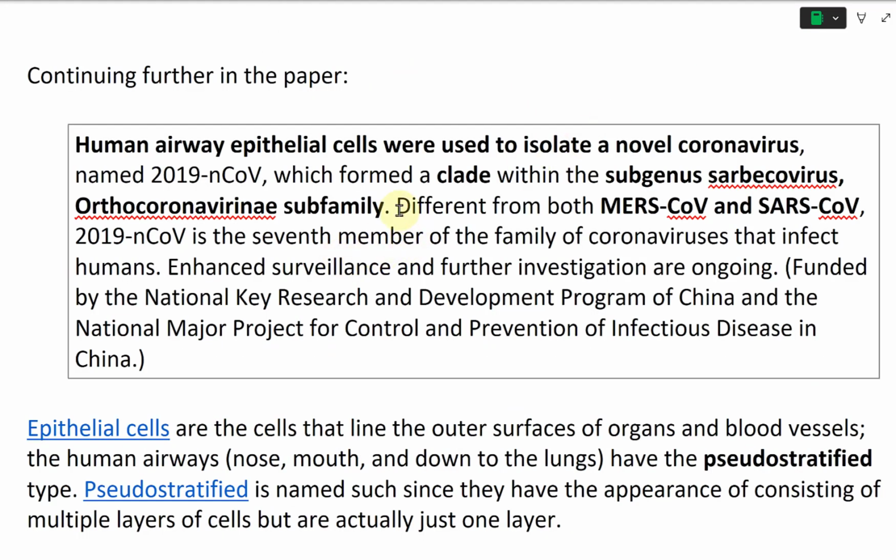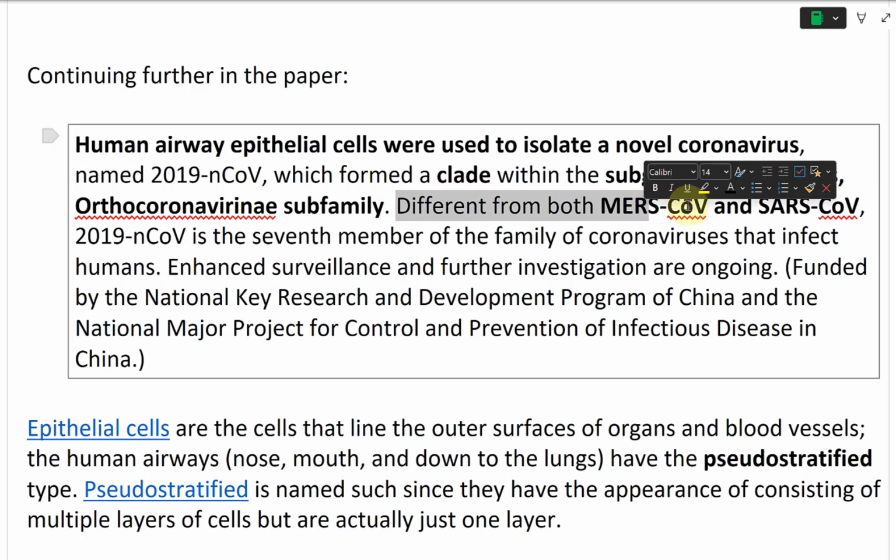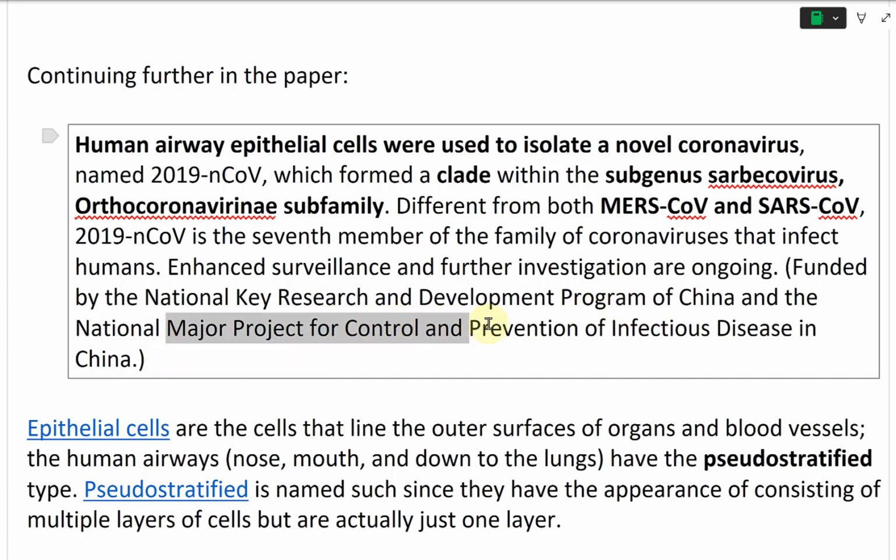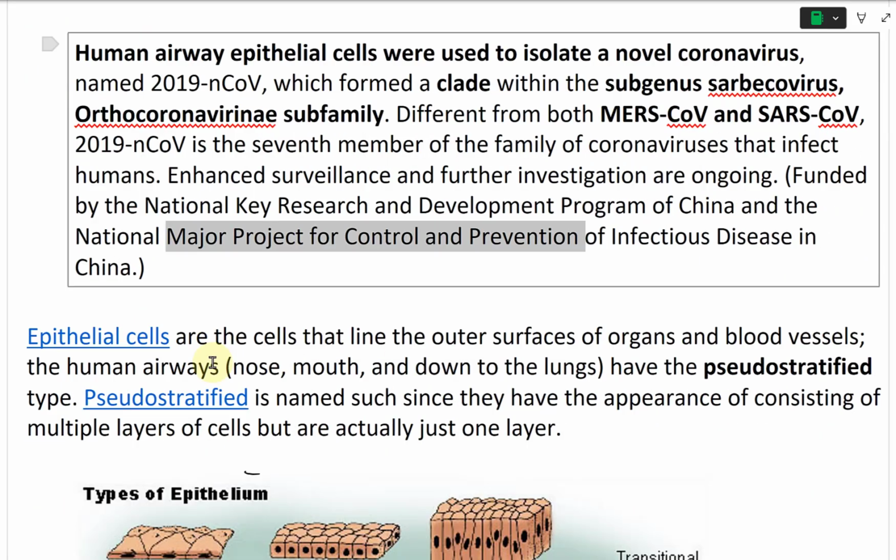All right, so different from both MERS-CoV and SARS-CoV. The 2019 nCoV is the 7th member of the family of coronaviruses that infect humans, and enhanced surveillance and further investigation are ongoing. And this paper was funded by the National Key Research and Development Program of China and the National Major Project for Control and Prevention of Infectious Disease in China.